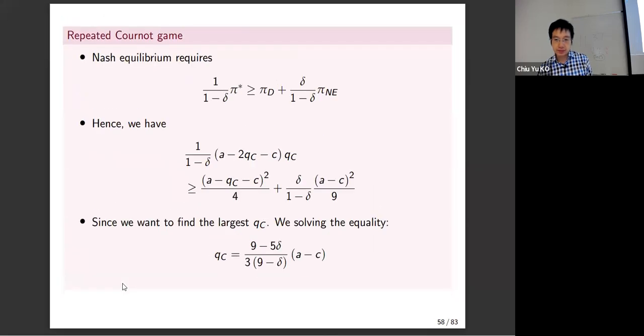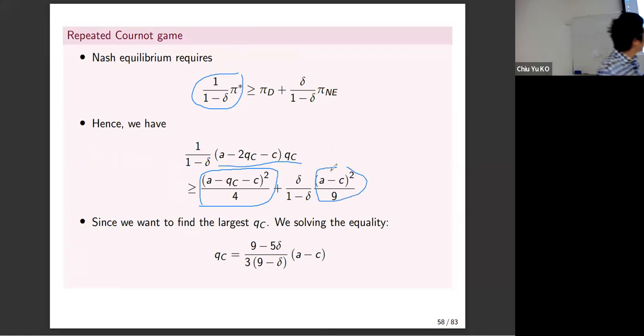So what I do is the following. If we're doing the good thing, we'll get this, QC, forever. If I deviate, of course depending on QC, this is my deviation profit, and I will get Nash forever. So I can solve for QC to make the two equal, so that continuing is the same as deviating. Then you can solve it, and it turns out like this. That's nothing difficult, just the quadratic formula.